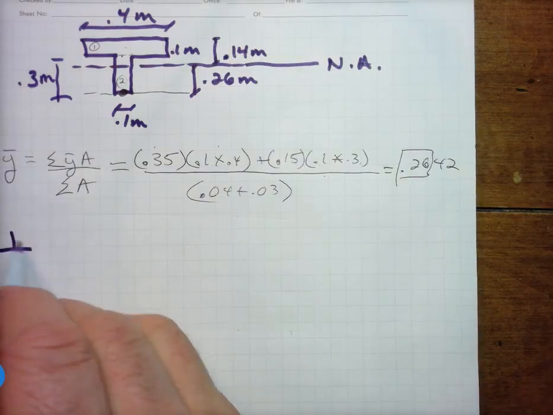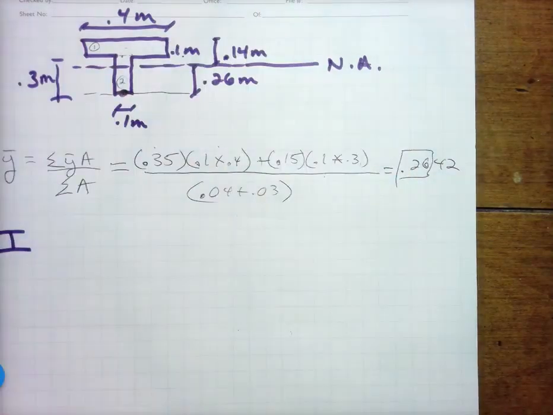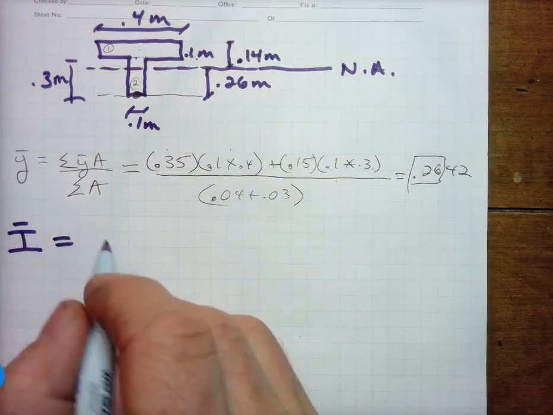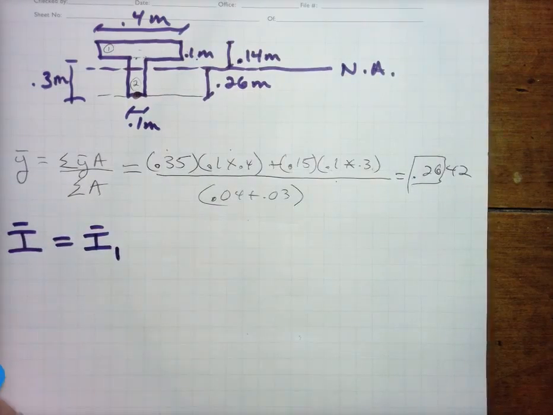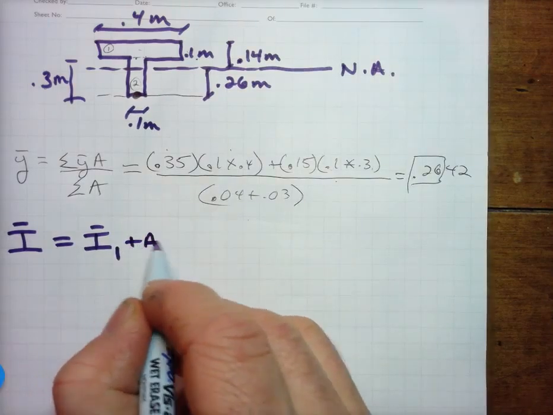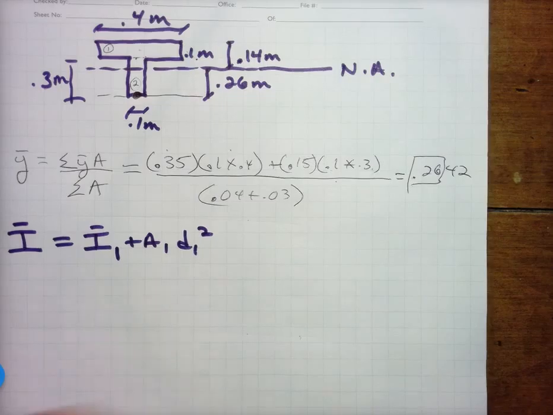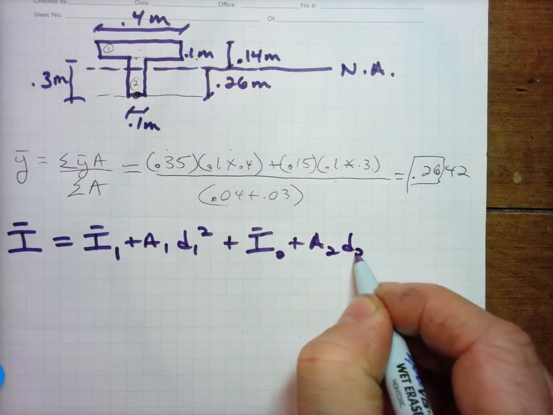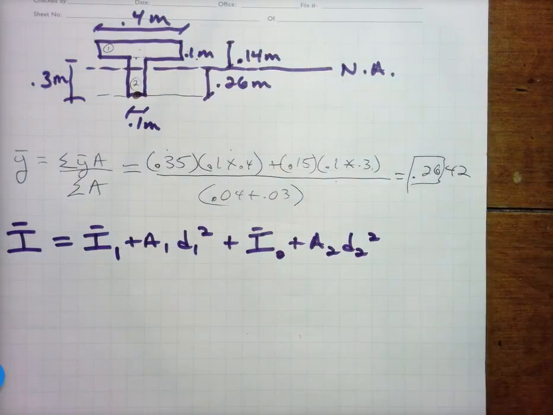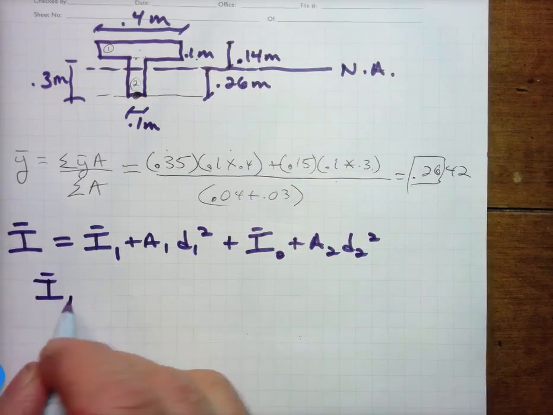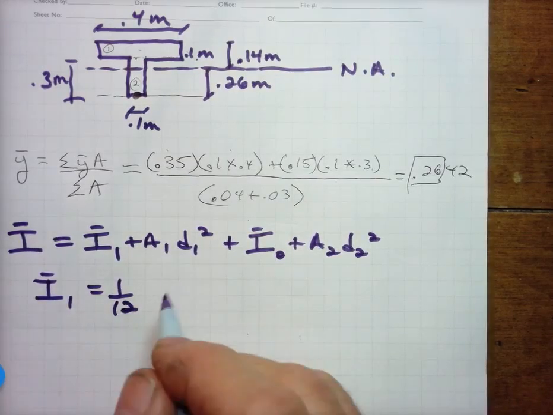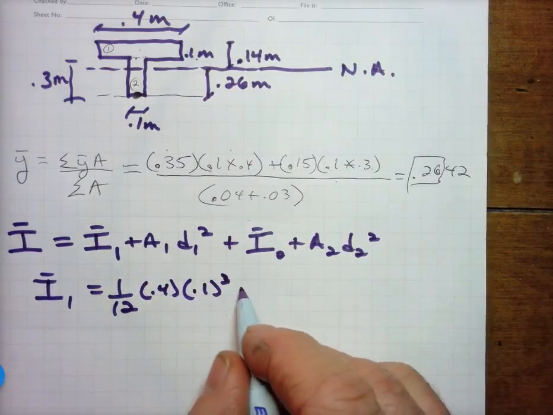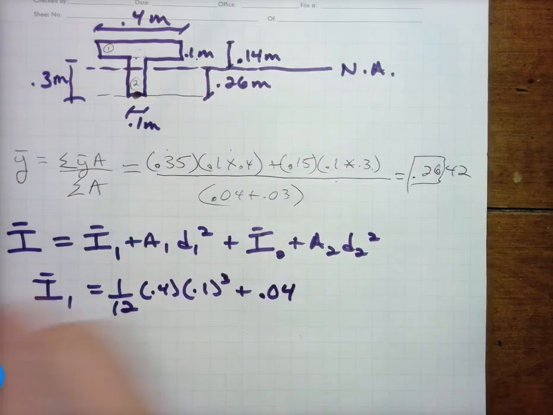So we need to find I for this whole piece about its own centroid. And here's the parallel axis theorem. I for the whole piece is I for piece 1 about its centroid plus area 1 d1 squared, plus I for piece 2 about its centroid plus area 2 d2 squared. Well, let me run through those real quick. I bar 1 is 1/12 of bh cubed. B is 0.4, h is 0.1. The area for piece 1, we already know, is 0.04.